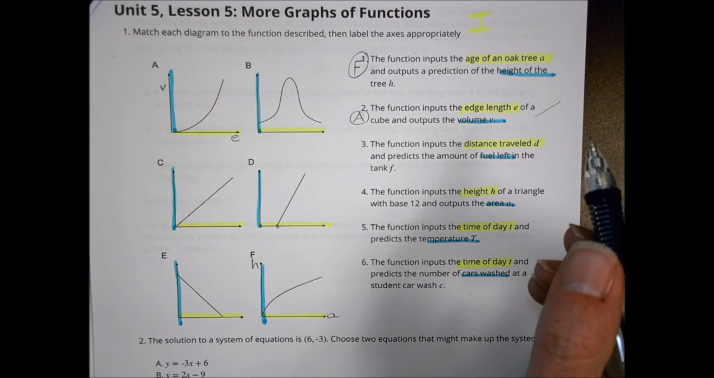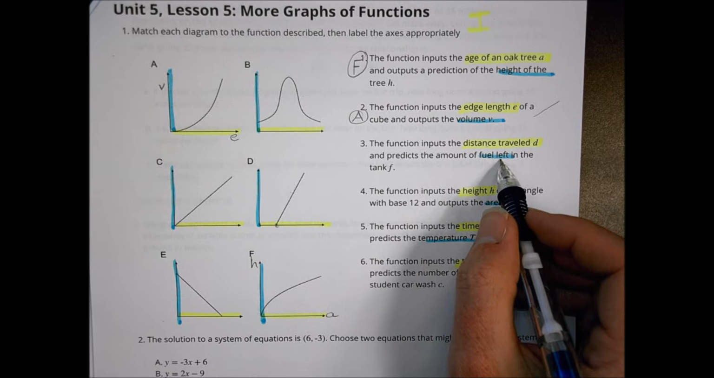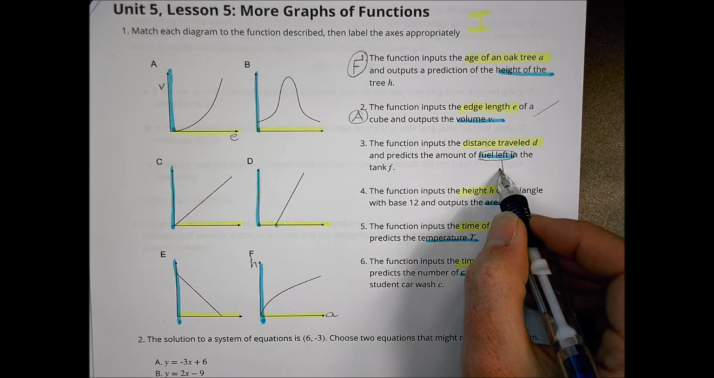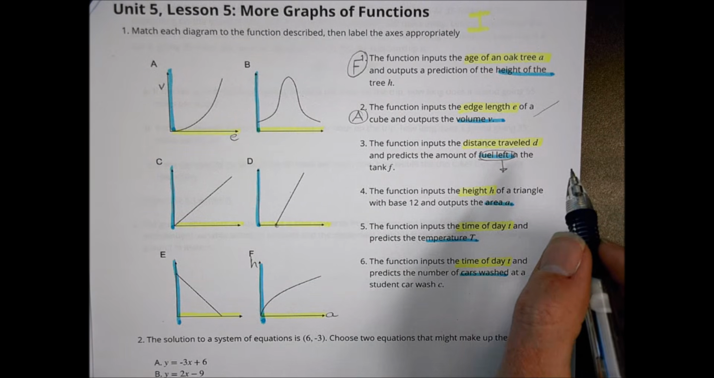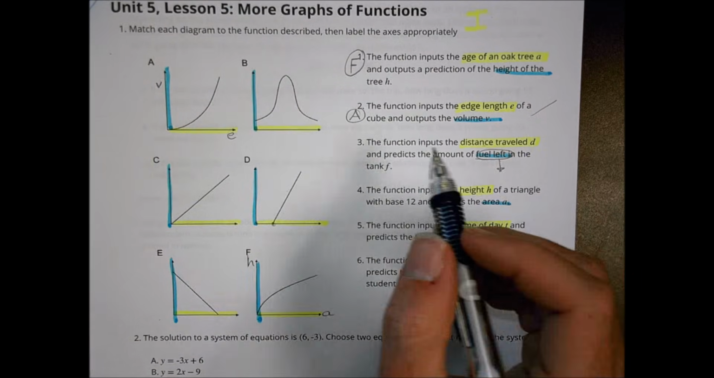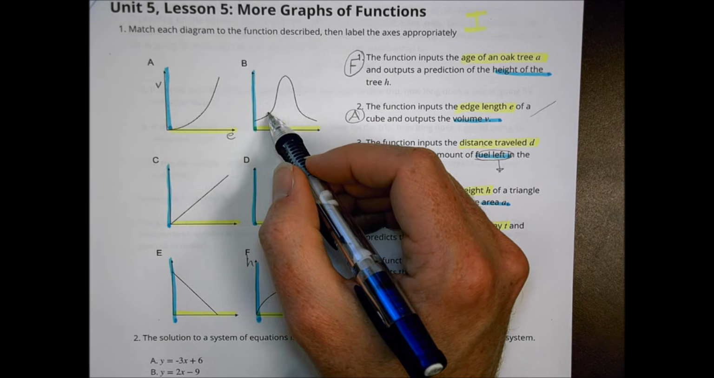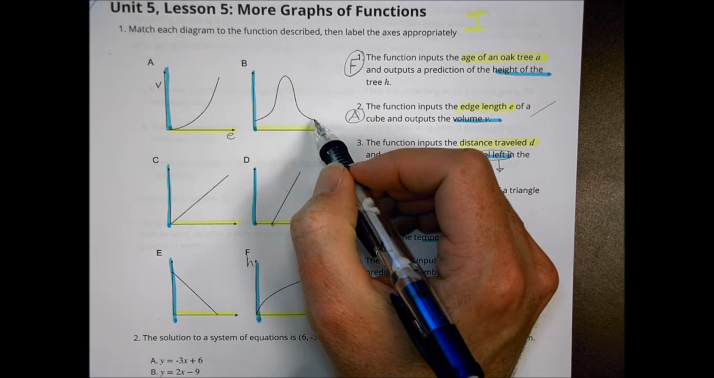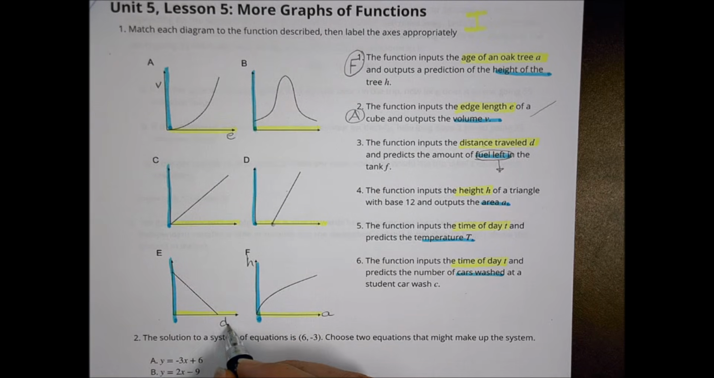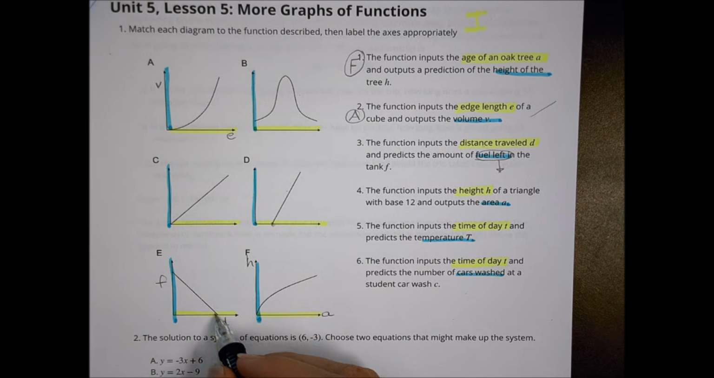All right, number 3, the function inputs the distance traveled, D, and predicts the amount of fuel left in the tank. Notice how it says the amount of fuel left. That gives me a clue that this is going to be a decreasing type of function. I'm going to start off with something and I'm going to be decreasing. The only one of these that's decreasing, well, B has some decrease, but this would be like I have a little bit of fuel and as I drive I get more fuel and then I start to lose fuel. Doesn't make sense. The one that's the best decrease is here, E, which would be with distance traveled D, and the fuel left in the tank F, showing I start with some and I start to run out the further along I go.